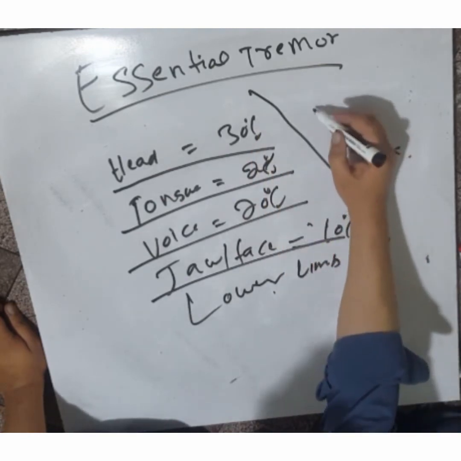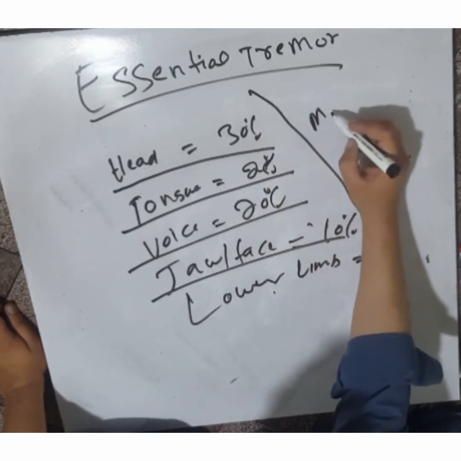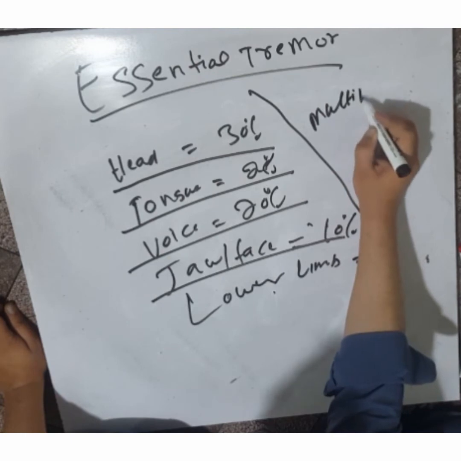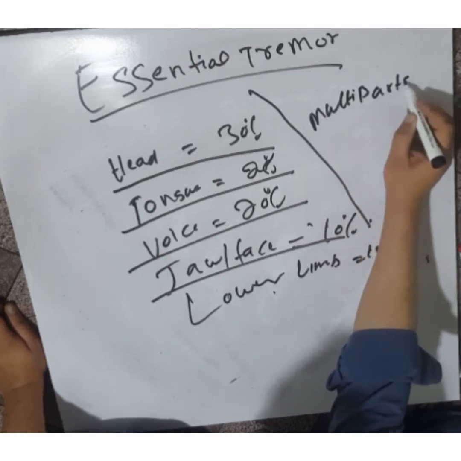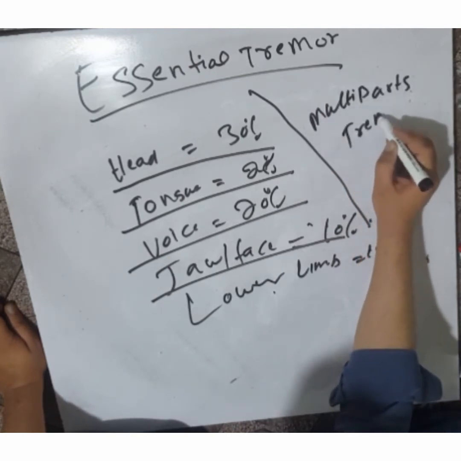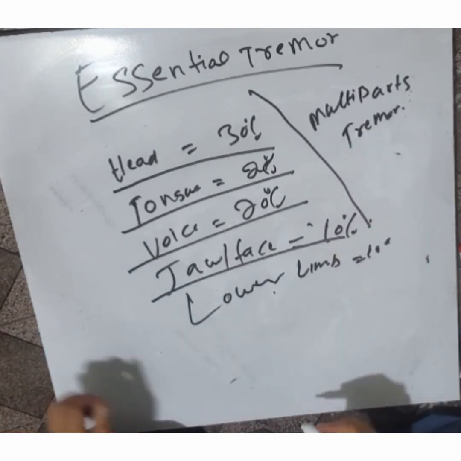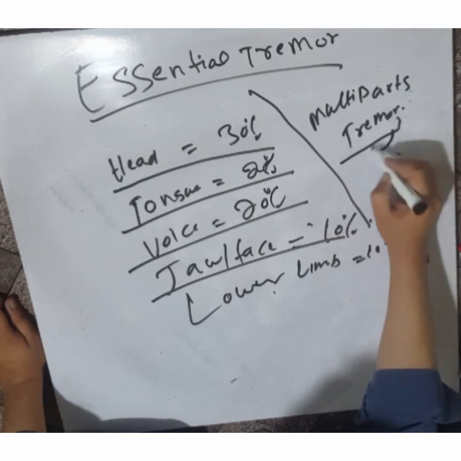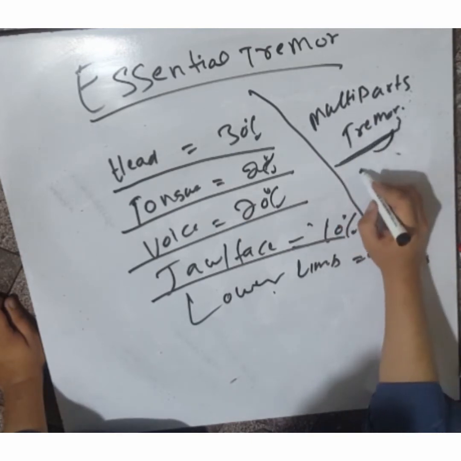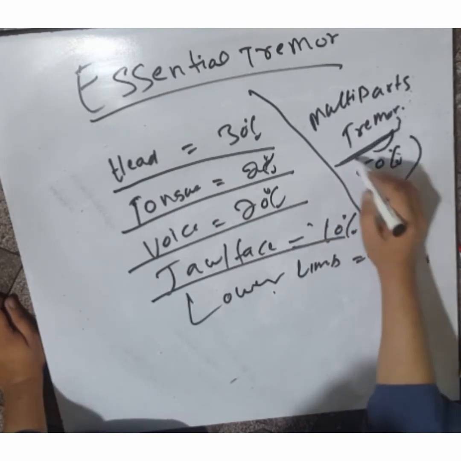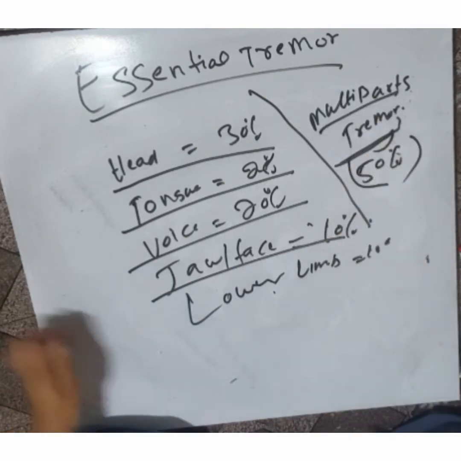This is the multi-part tremor. In the essential tremor, multi-part tremor occurs in 50% of cases. This is where multiple parts are involved.